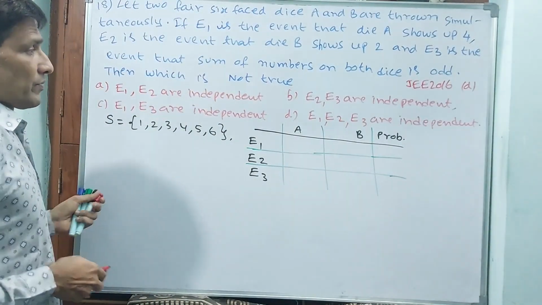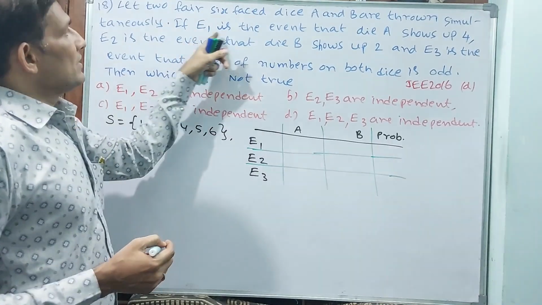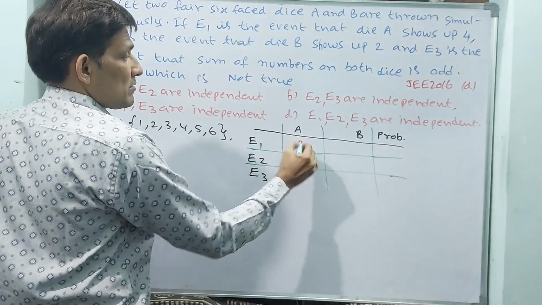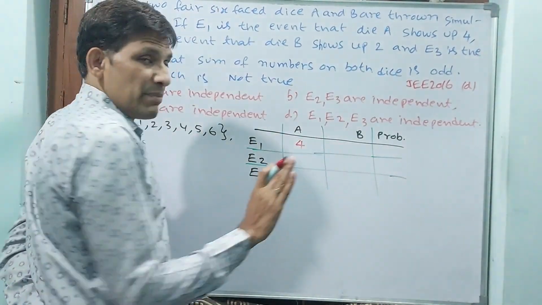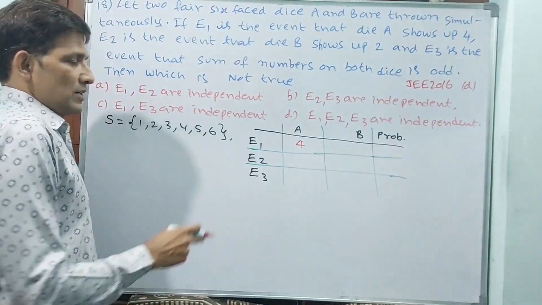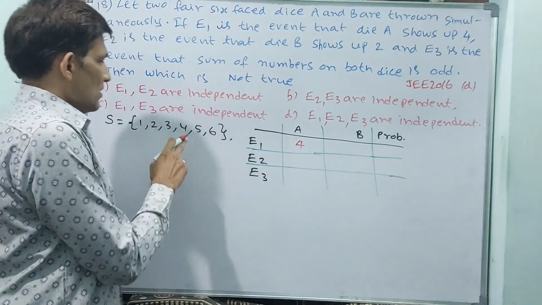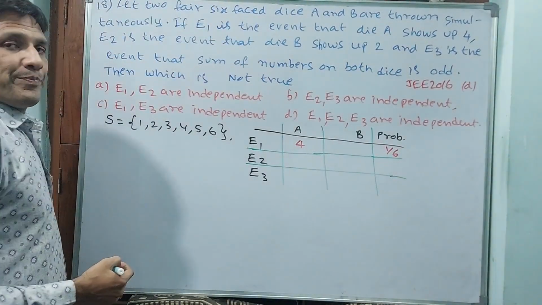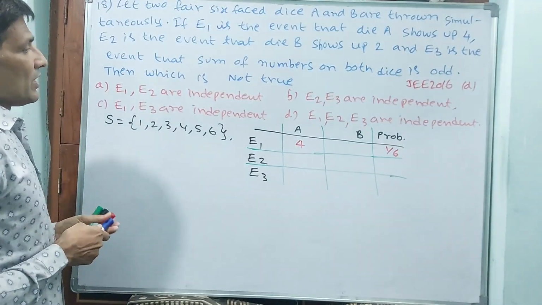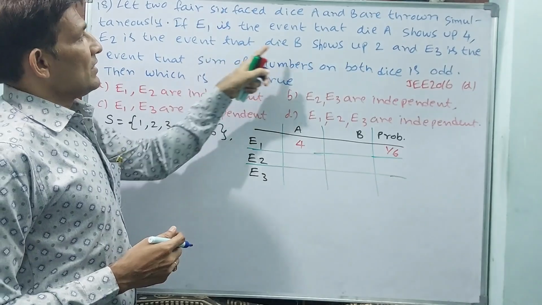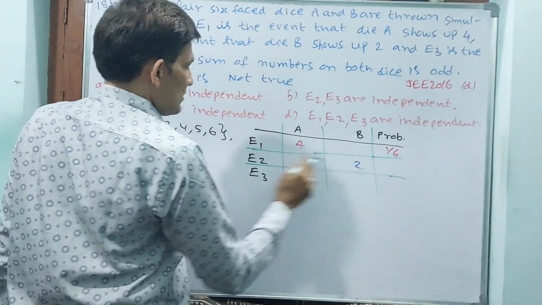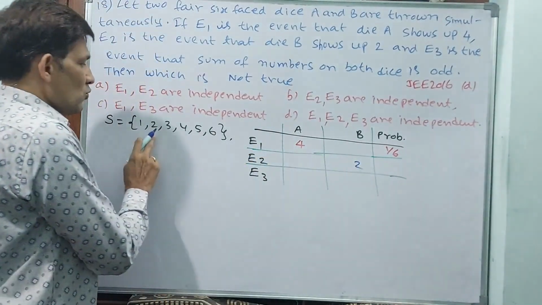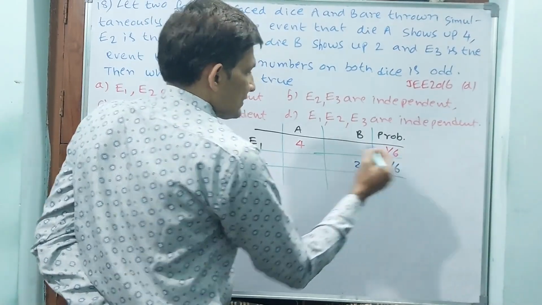Now see, what is event E1? Die A shows up 4. For event E1, die B doesn't matter. What is the probability of event E1? Among 6, 1 is appearing, 1 by 6. Now come back. Event E2 is die B shows up 2. This is for event E2, but here they don't bother about die A. If 2 occurs, from 6 it is happening. That is why this is also 1 by 6.